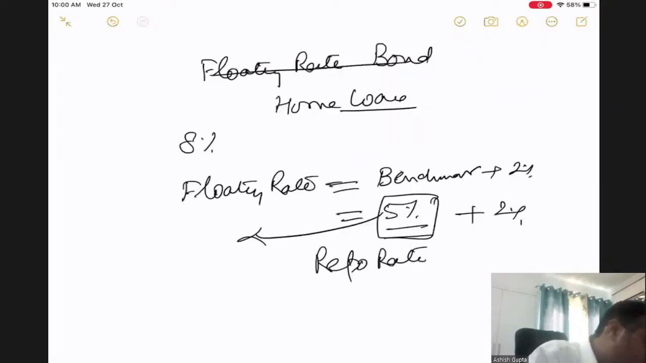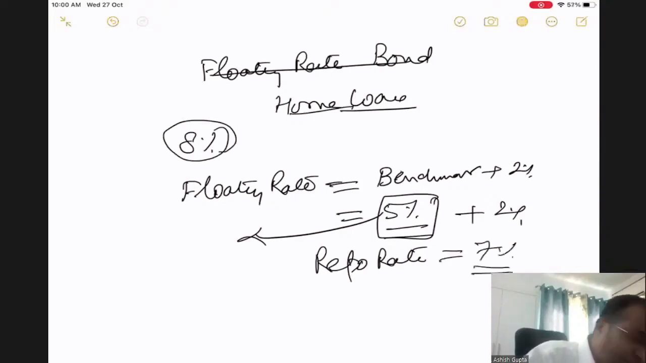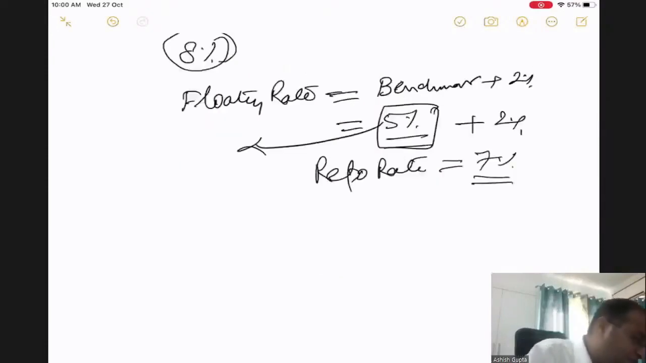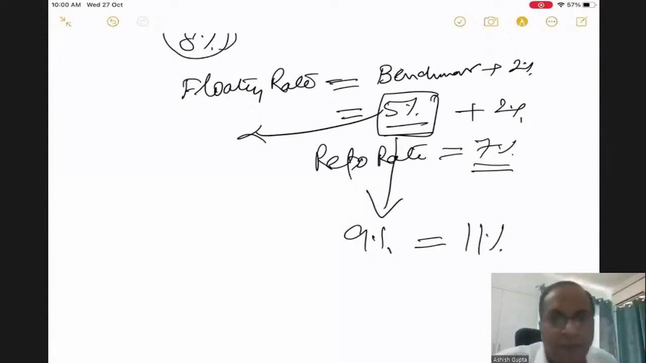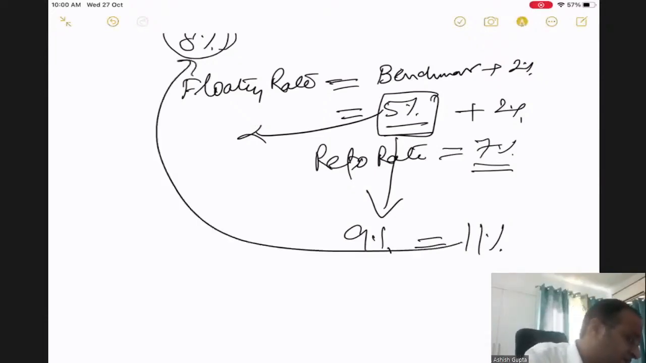Okay, now what happens? Here I have been given the choice of 8% fixed, and here it is floating. So today I say I am taking the loan at 7%, because I am taking the floating rate. But tomorrow, say the benchmark rate becomes 9%. So how much will I have to pay? 11%. So by this I can see that there will be a loss to me. How much am I paying extra? 3%.